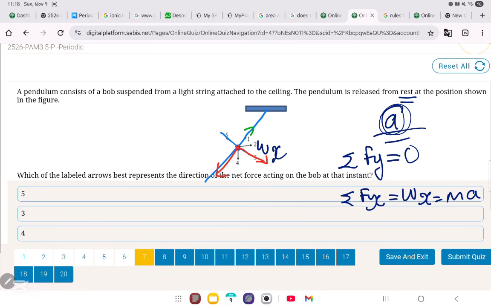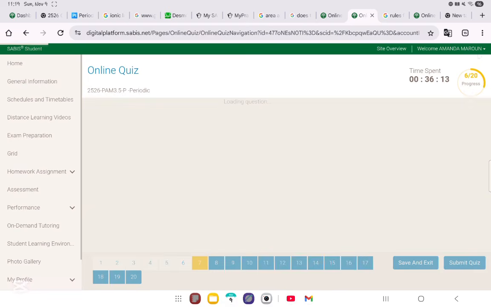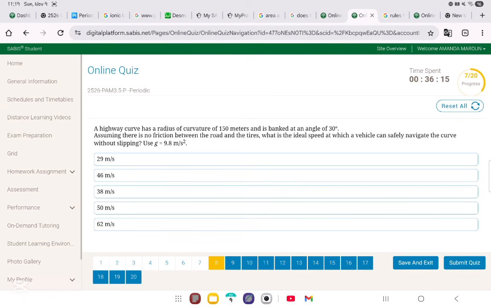Perfect. Now they're telling us which of the labeled arrows best represents the direction of the net force acting on the bob. We know that it doesn't move up and down, so directly we cancel the forces moving up and down, and we're left with only this force, okay, and this force is acting on which arrow? It's acting on arrow 3, so this is why we choose arrow 3. Now we move on to question number 8.